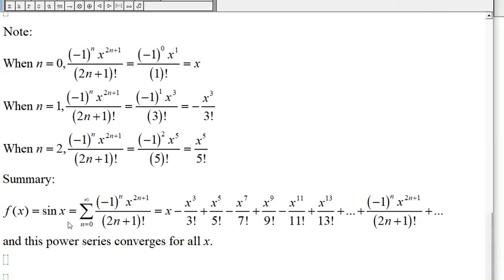So sine of x is equal to x minus x to the third dividing by 3 factorial plus x to the fifth dividing by 5 factorial, and so on. And this power series converges for all x from negative infinity to positive infinity.